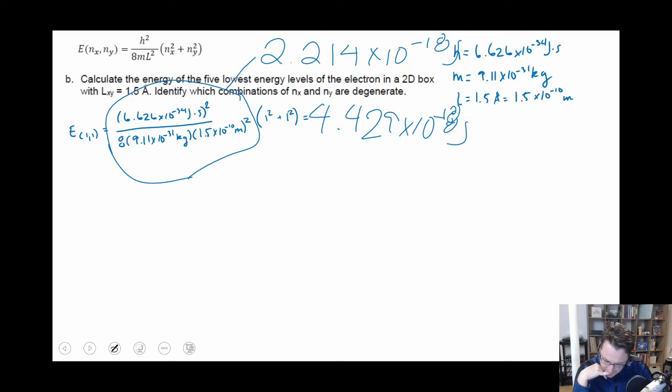Why is my value slightly different? Oh, because I forgot to change on my calculator.